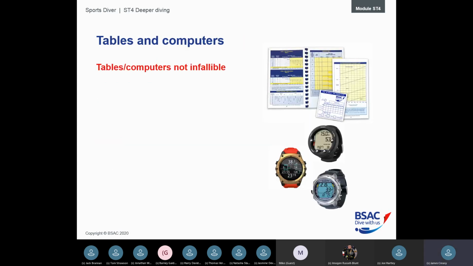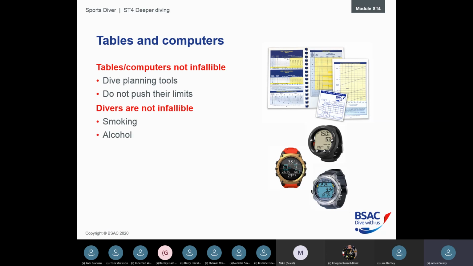So tables and computers, they're not infallible. They do go wrong. You might plan your dive wrong on a table, or the computer might malfunction, the pressure sensor might be faulty or something. So they're not necessarily the best thing to completely rely on. Sometimes it might be good to have a backup, but they're just dive planning tools, really. So don't push their limits, because they might break or they might be damaging to you. Divers as well, especially divers, are not infallible.